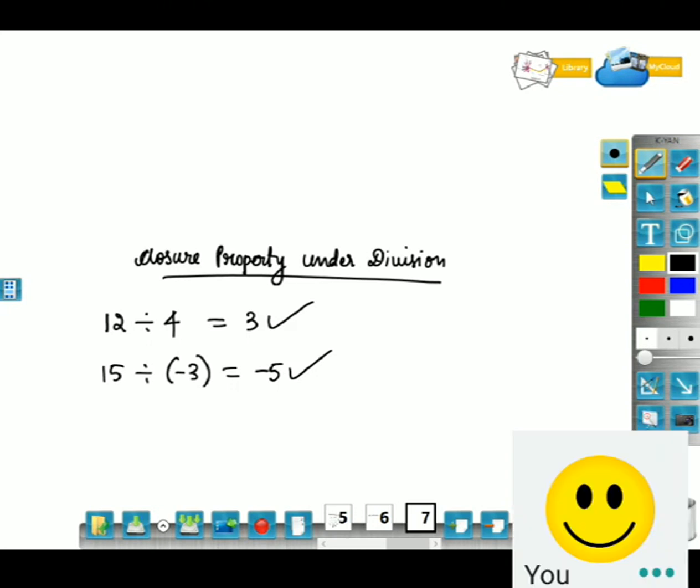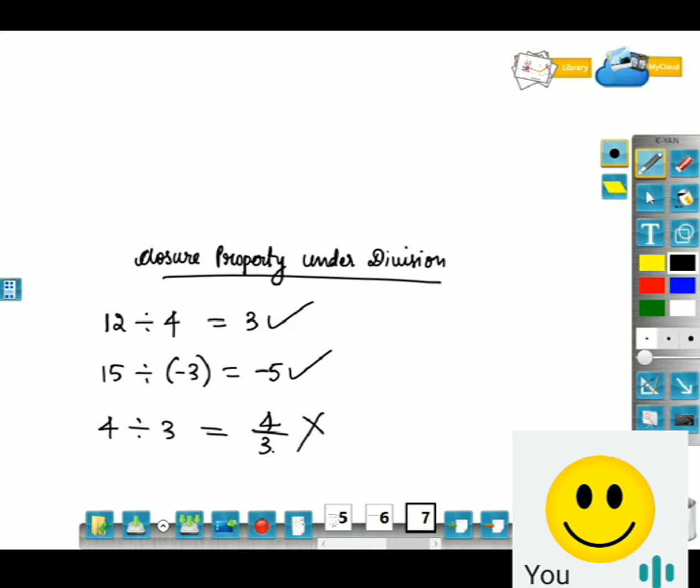Okay, so let's take another example. 4 divided by 3. 4 is also an integer. We are taking two integers here. One integer is 4 and another integer is 3. So on dividing 4 by 3, you will get 4 by 3, or it will be 1.33. Okay, so 1.33 or 4 by 3, does it belong to the integers? Are we getting our answers in integers? No, obviously we are not going to get our answers in integers.